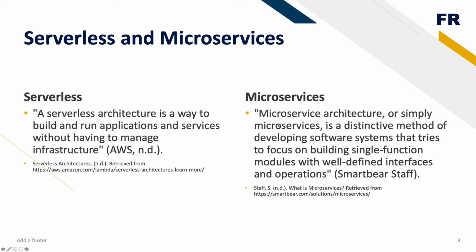And microservice architecture, or simply microservices, is a distinctive method of developing software systems that tries to focus on building single function modules with well-defined interfaces and operations. So in a more general sense, we develop our whole application in terms of functions. Maybe you have something like a hello function, and then a send friend request function, and you go on and on until you have your whole application developed.